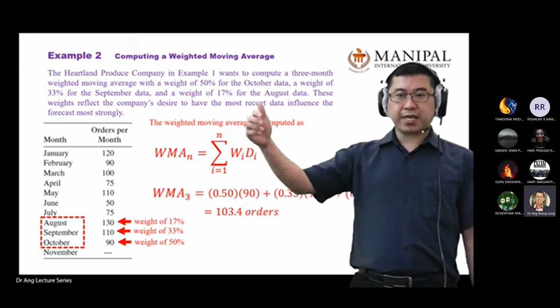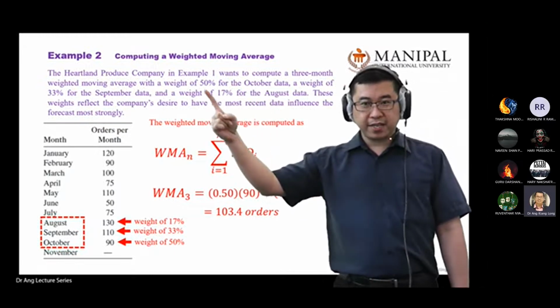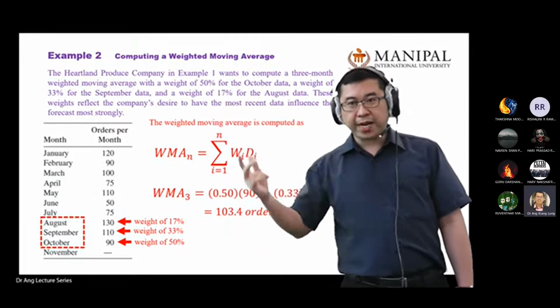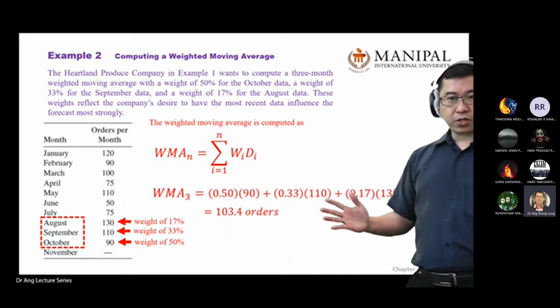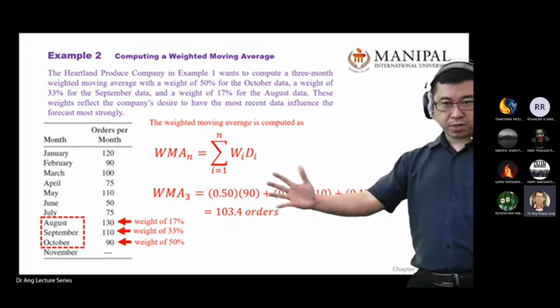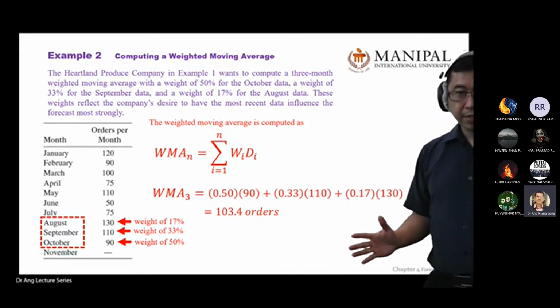So if it is 5 months, then the manager has to give you the weighted percentage for another 2 months. So this is 3 months. Any question for weighted moving average? It's quite direct here.